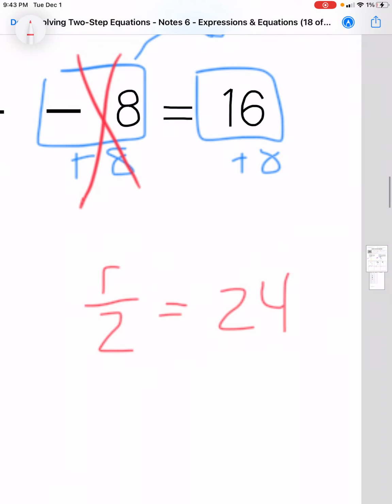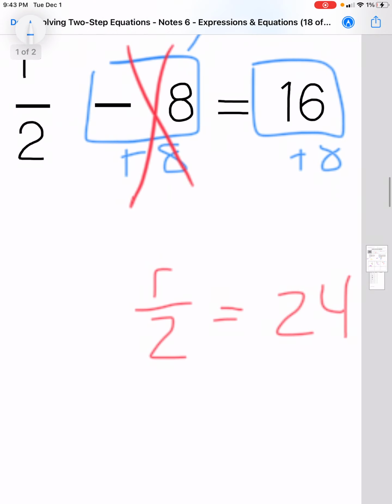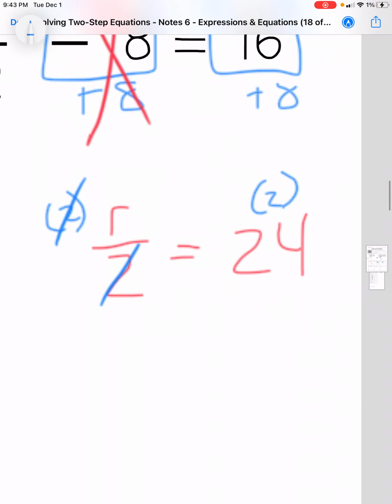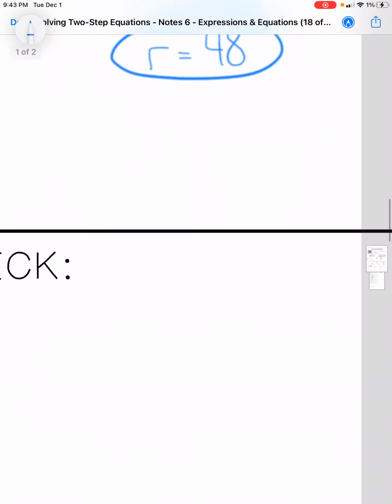Again, this time we're not dividing. r over 2 means to divide. That means r divided by 2. So what is the opposite of r divided by 2? 2 times r. So we're going to multiply both sides by 2. Those cancel. We're left with r equals 48. That is your answer. Go down here and you check your work.